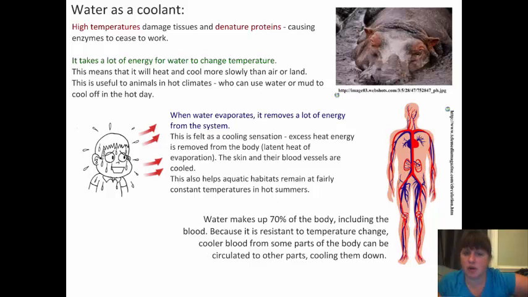Also interesting to note that water makes up 70% of the body, which includes the blood. Because it's resistant to temperature change, cooler blood from some parts of the body can be circulated to other parts, cooling them down. This is also beneficial in another property of water, which is a high boiling point. This allows water to remain liquid over a broad range of temperatures, which is helpful for our body since it is made up of 70% water.